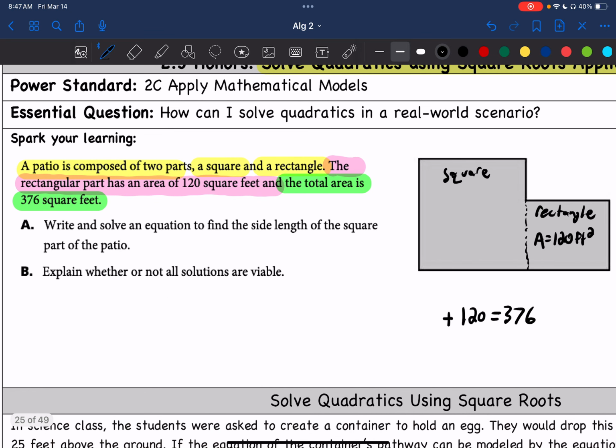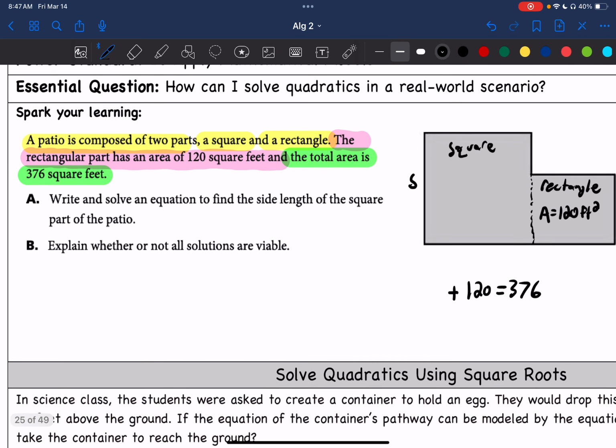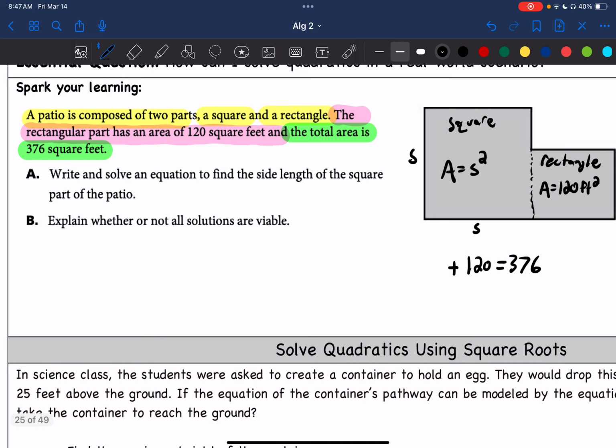Now we need to write an equation to find the side length of the square part of the patio. What I didn't write here was the area of the square, and that's because we're trying to find the side length of the square part. So we want to come up with an equation for the area of the square part as a function of the side length. We call this the side length S. Then you might remember that the area is equal to the side length squared. That's the area of a square.